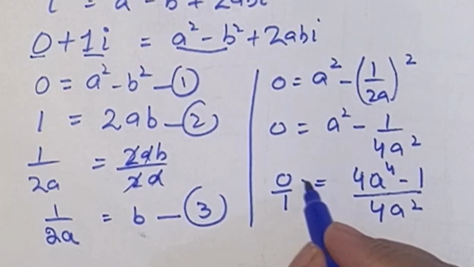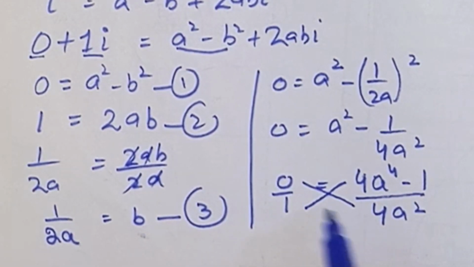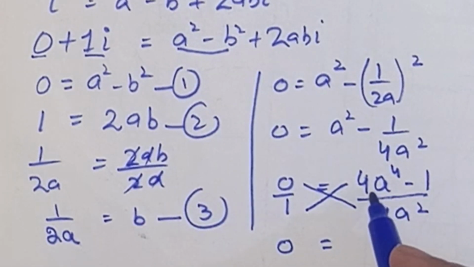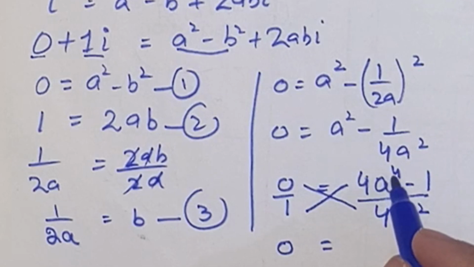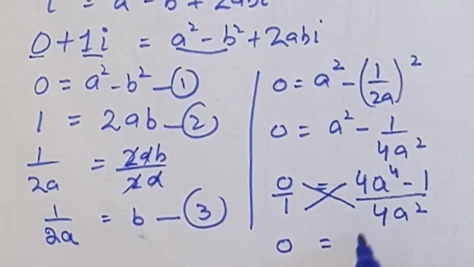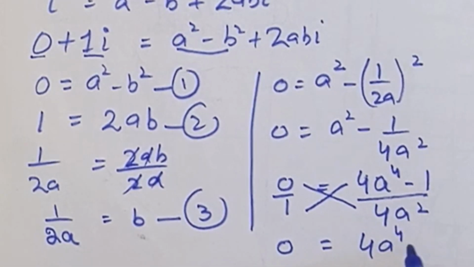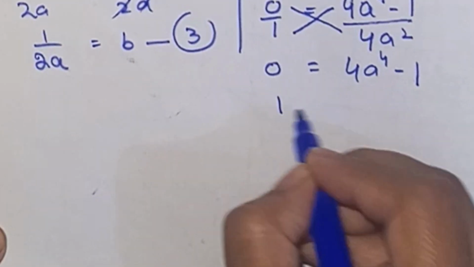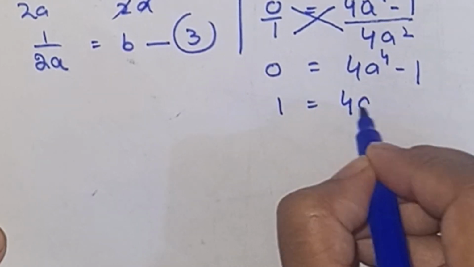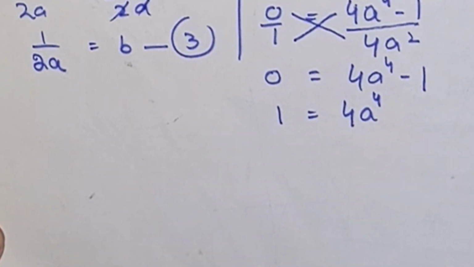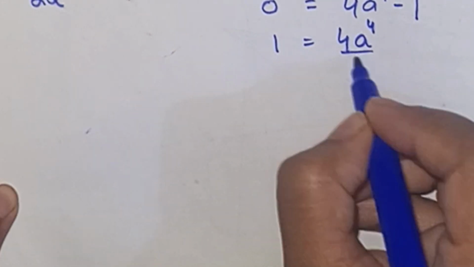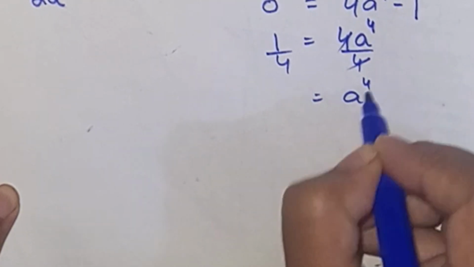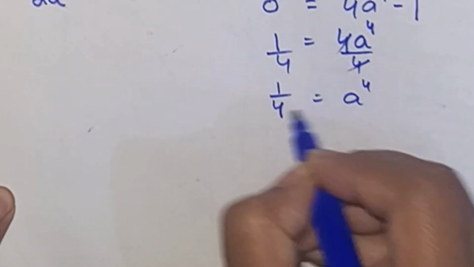So in the next step we cross multiply this. If we multiply 0 by 4a square we just get 0. And if we multiply 4 times a raised to the power 4 minus 1 by 1 we just get 4a raised to the power 4 minus 1. Now add 1 on both sides, so we get 1 is equal to 4 times a raised to the power 4. And in the next step divide this equation by 4 on both sides. So the 4 and 4 cancel. We just get a raised to the power 4 is equal to 1 over 4.